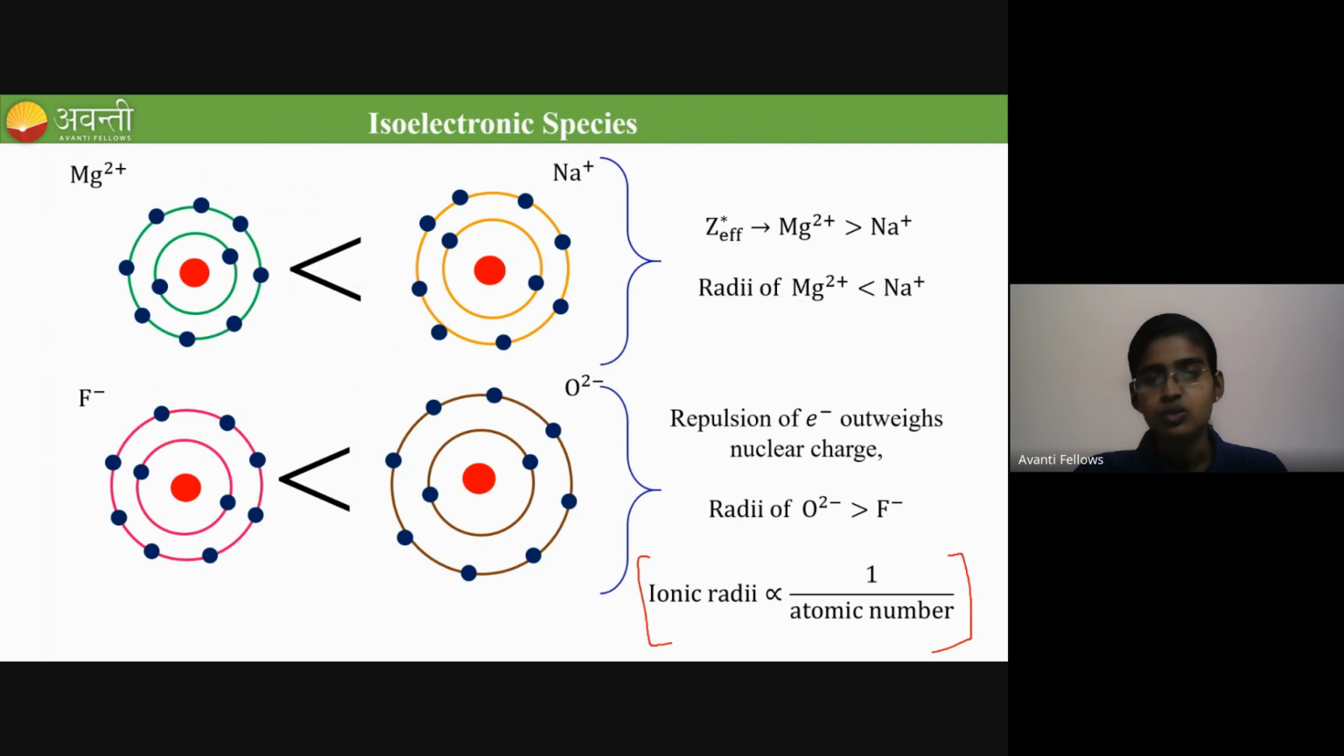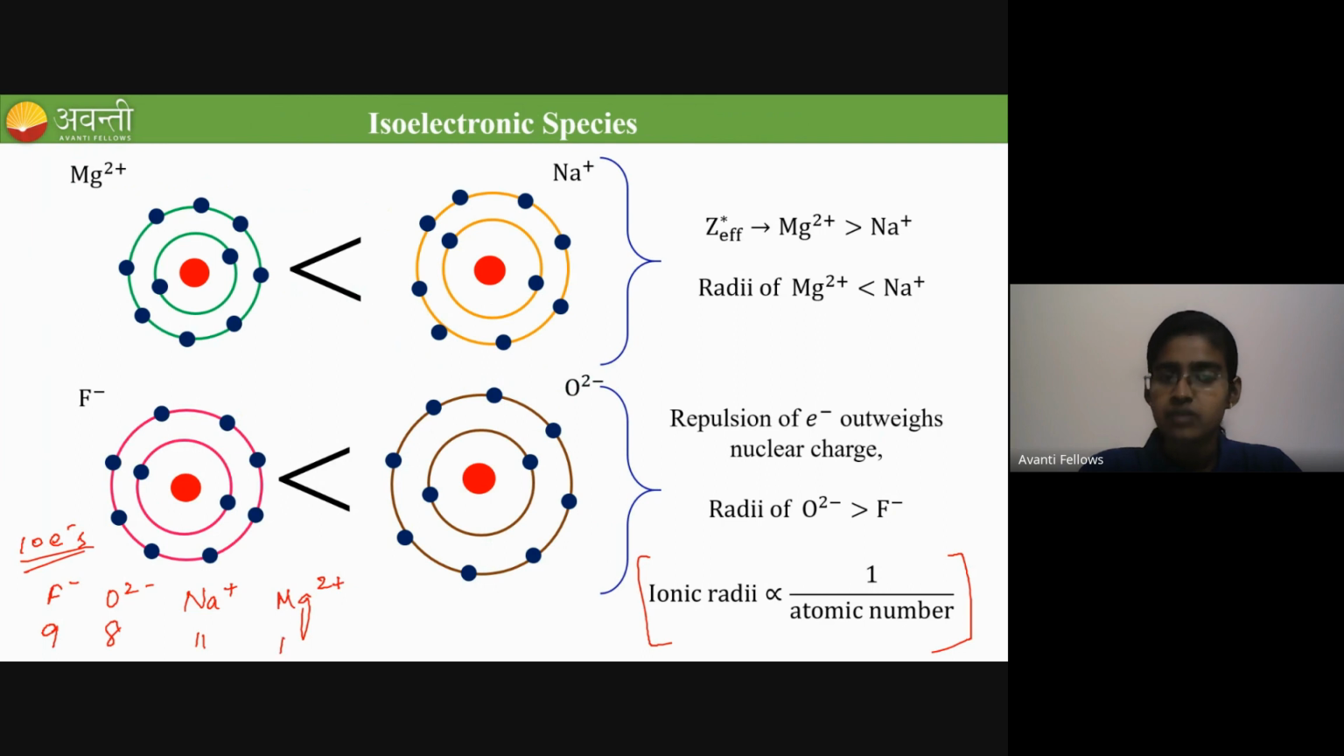Got it? So I have given a few species. In the last slide we had F- and O2-. We are having sodium+ and magnesium 2+, right? All have the same number of electrons, which is 10. All are 10-electron species, right? But the number of protons is different. So what is the atomic number of fluorine? 9. So fluorine will have 9 protons inside the nucleus, and oxygen will have 8 protons. Sodium will have 11 protons. Magnesium will have 12 protons.